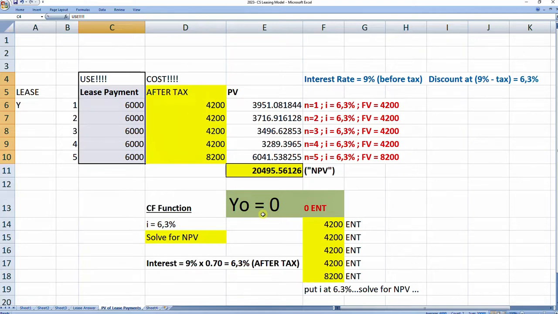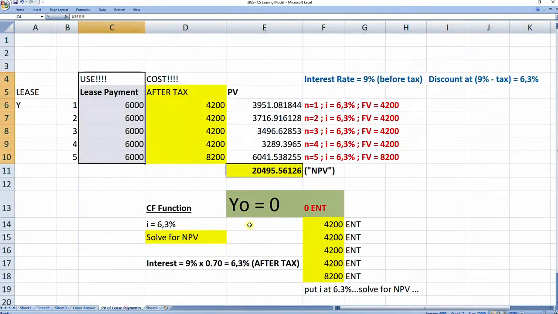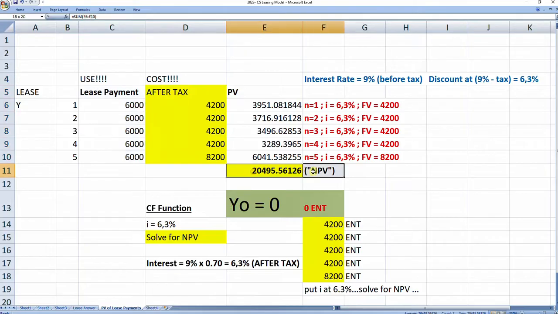Okay. All right. So when you're looking at lease versus buy, just remember certain expenses give you tax savings. The tax savings is the most important. That's the only thing that we need to look at. Then we look at which is bigger. This one we had 22,369. This one we had 20,000. Which was cheaper in this case?